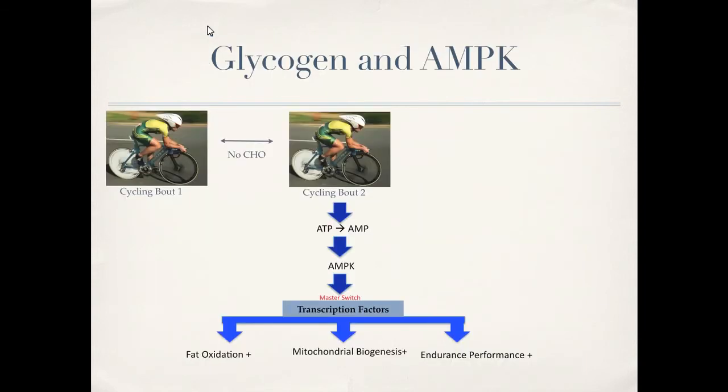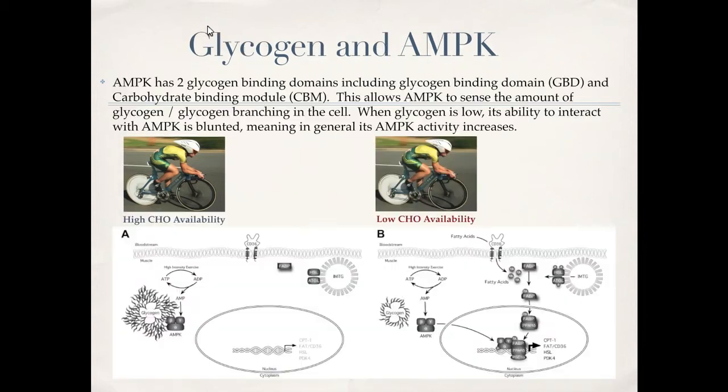So here's sort of the model that we have. We have cycling bout 1, no carbohydrate, cycling bout 2, where they were in a low endogenous state. That's going to increase AMP. That's going to activate AMPK. That's going to switch on transcription factors, which increase fatty acid oxidation, mitochondrial biogenesis, and finally endurance performance.